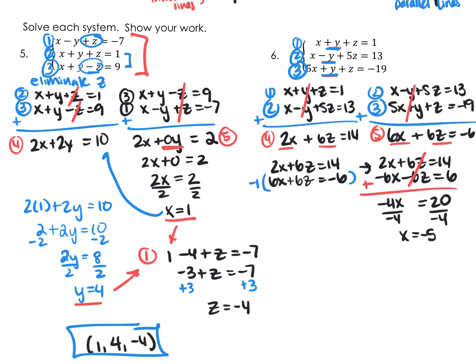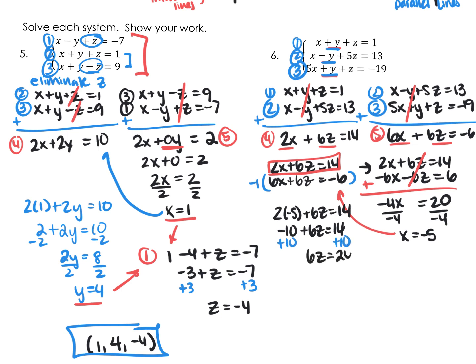And then just like we usually do for systems of equations, we'll take this x and plug it back into one of these equations. I'll pick this one just because I like the numbers better, but you can do either one. So we'll get negative 10 plus 6z equals 14. Add 10 and get 6z equals 24. Divide by 6 and you get 4.